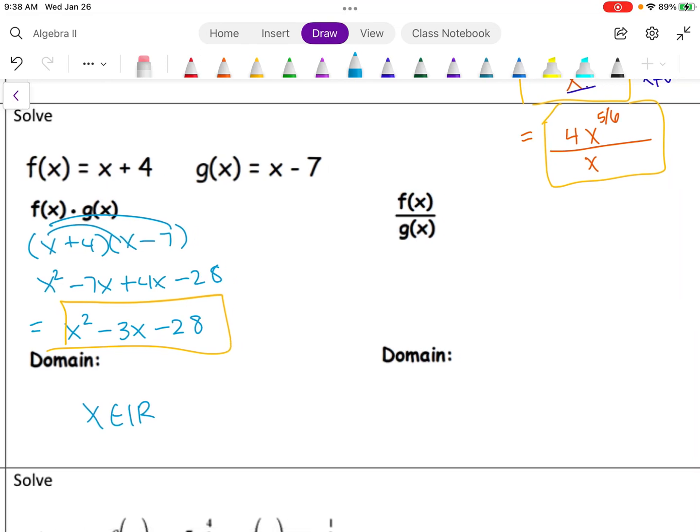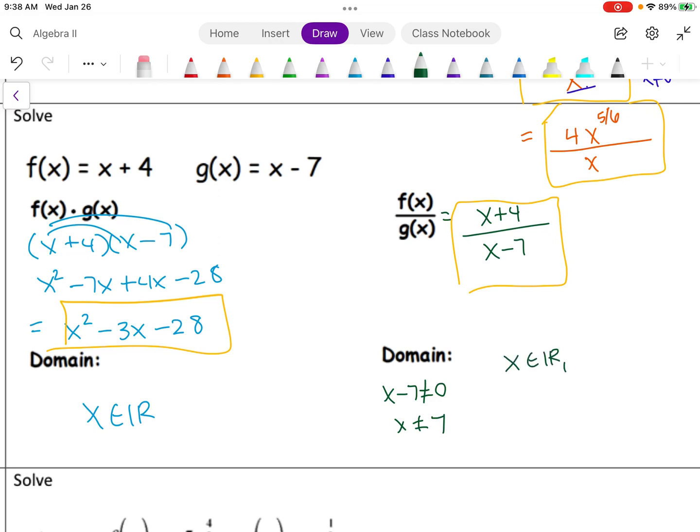Then we want to take f of x and divide by g of x. So that would give us x plus 4 divided by x minus 7. Well, looking at that, those are different factors, right? They're both completely simplified. So there's nothing we can do here. That's just our simplest form. And then for our domain, you're looking at our denominator. If x minus 7 equals 0, that tells us that x cannot equal 7. So x belongs to the real numbers, and x cannot equal 7. That's our domain.